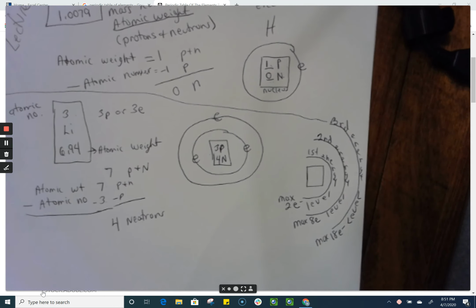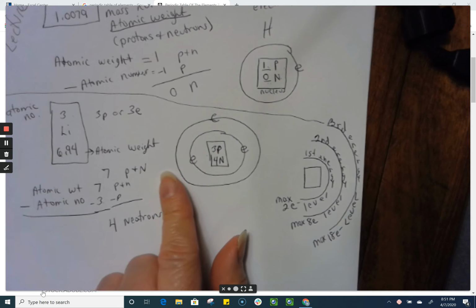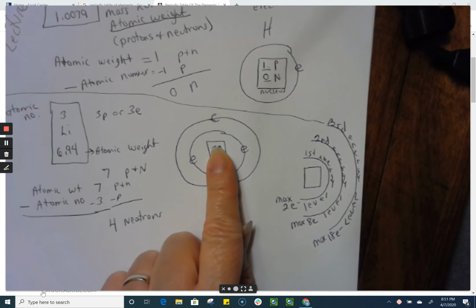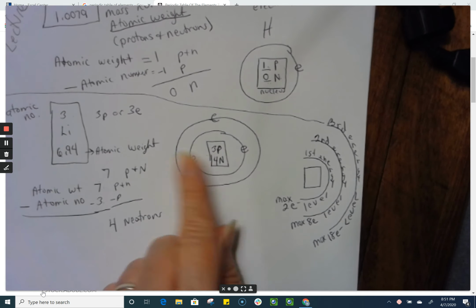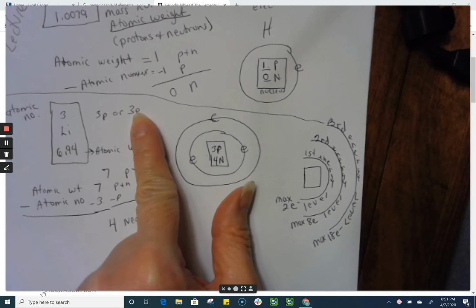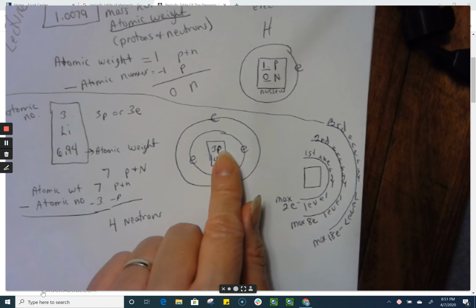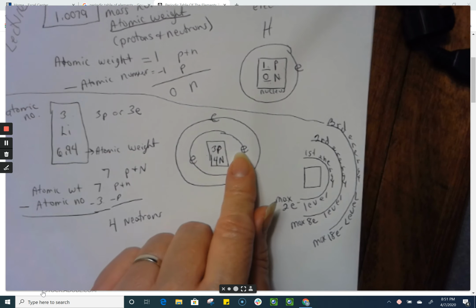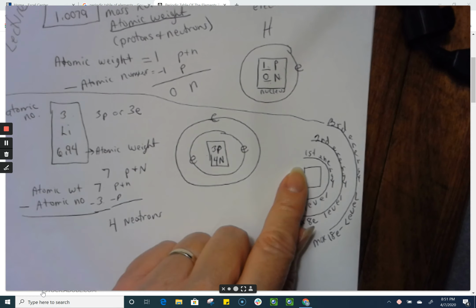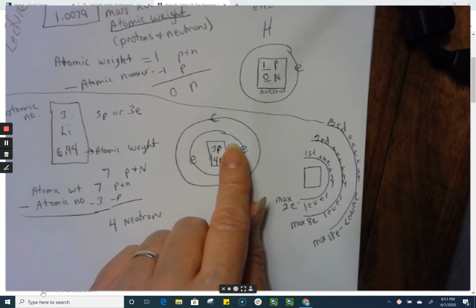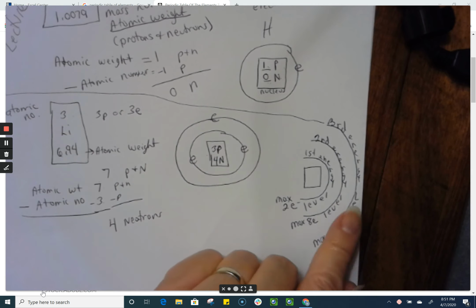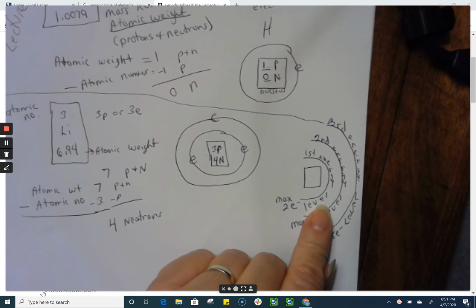So I diagrammed a lithium atom for you. 3 protons, therefore, it has 3 electrons. The first energy level can hold up to 2, and you always start filling the energy level nearest the nucleus. You start with the first energy level, you work your way out. So if it has 3 electrons, you put 2 here. You have 1 left over, then it has to go in the second energy level.